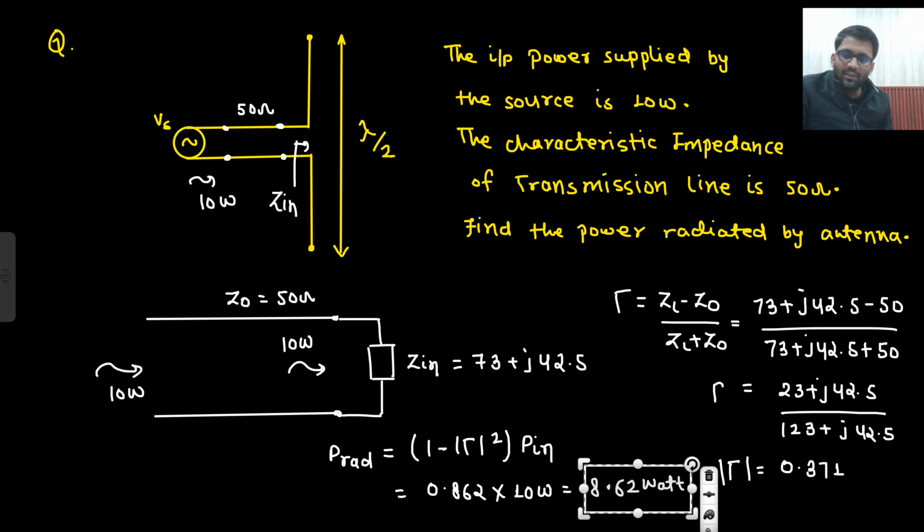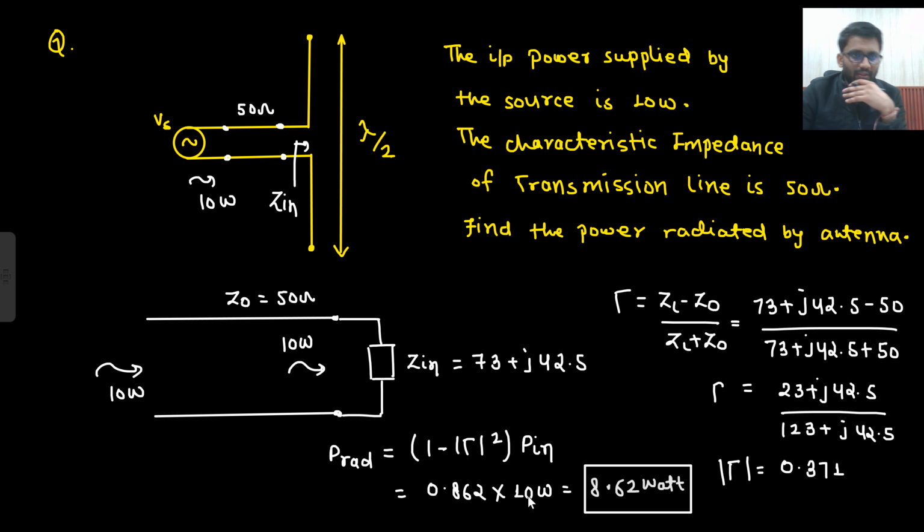8.62 watt. So from here 10 watt power started working. Till this point it was 10 watt only, but at the load there was mismatch. Because of the mismatch there was reflection, and because of the reflections this much power is lost. What is the lost power?